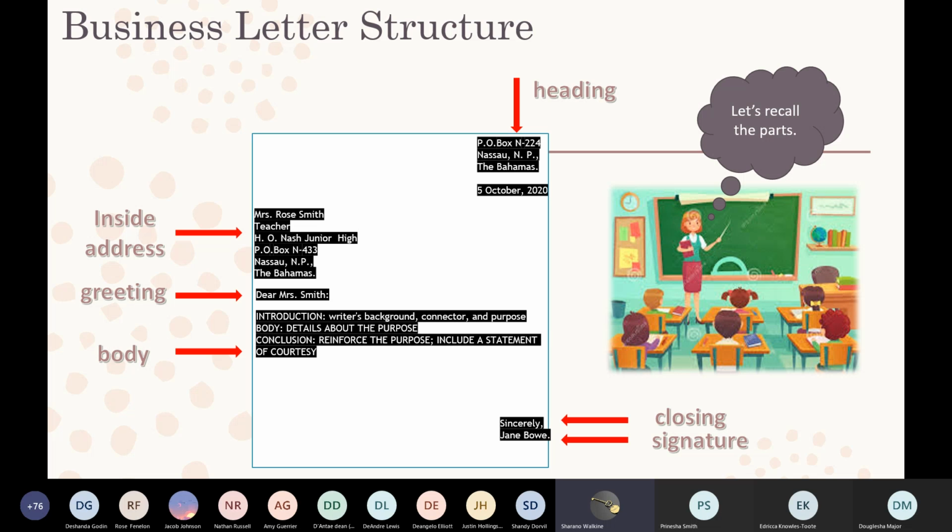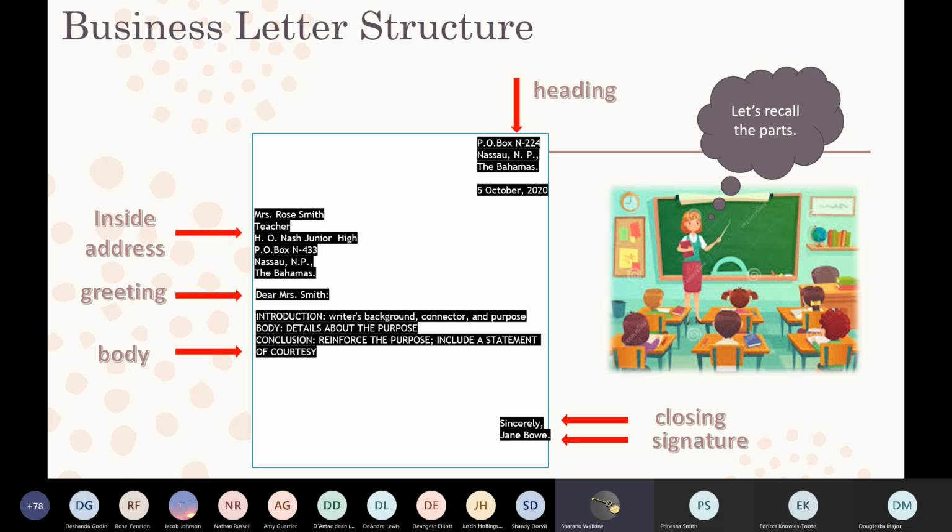Then the place. Is it Kelly's? Is it Wendy's International? Is it the Bahamas Telecommunications Company? Is it Cable Bahamas? So you have name, position, place.